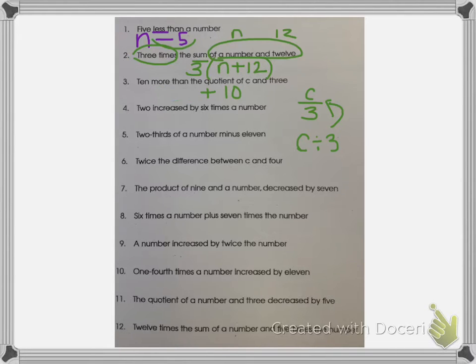It's never just right. Okay, so then it would be C over 3 plus 10. That is 10 more than the quotient of C and 3. All right, now, let's try another one.